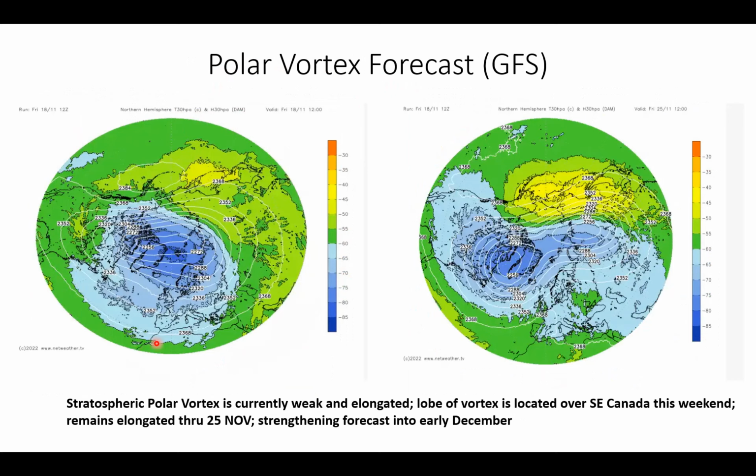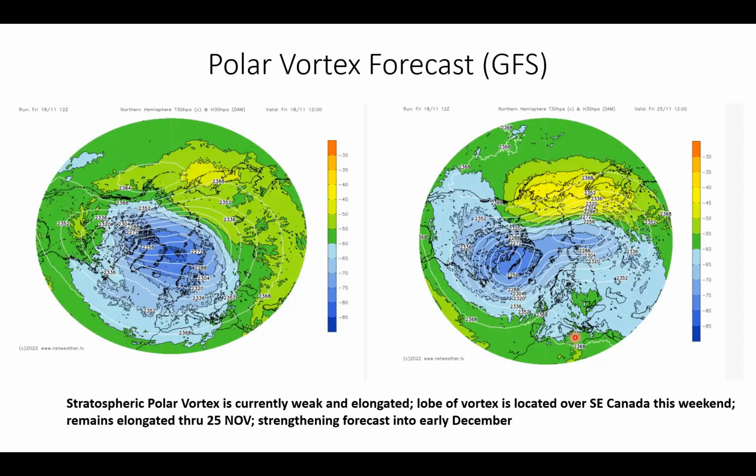So initially here on the left, in this diagram, I'm showing a stretched out or elongated vortex for today. These white lines represent height contours, and you notice how elongated these white solid lines look. That is indicative of a weaker, stretched out, elongated polar vortex in the stratosphere.